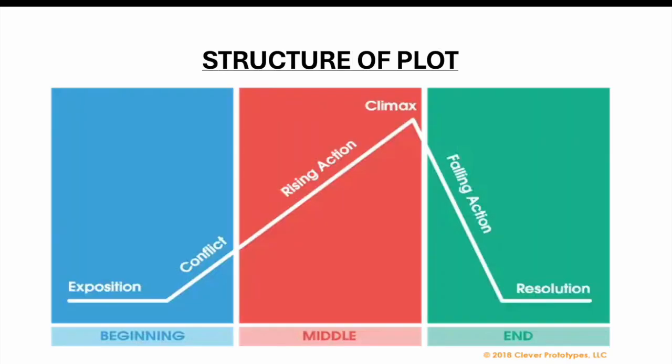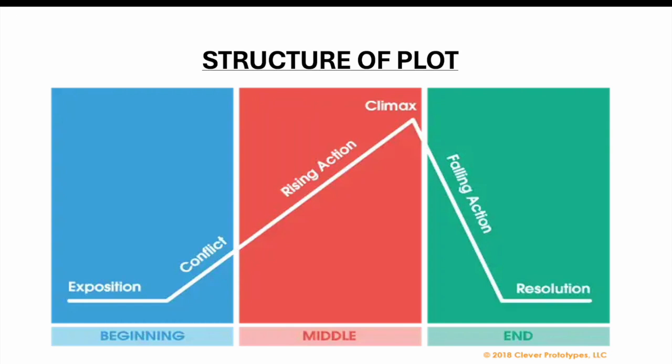Next to this we have structure of plot. We can easily find that there are three parts of every plot. One is beginning, next middle, and finally end. In the phase of beginning we have two elements, exposition and conflict. In phase of exposition, basically the writer introduces main characters and the conflict they are going to have.